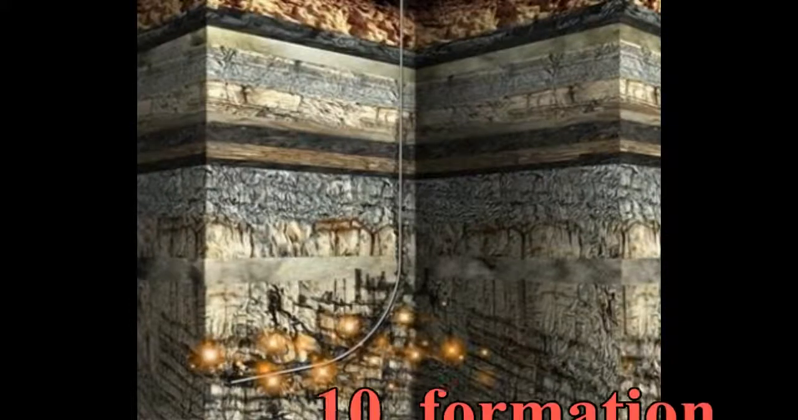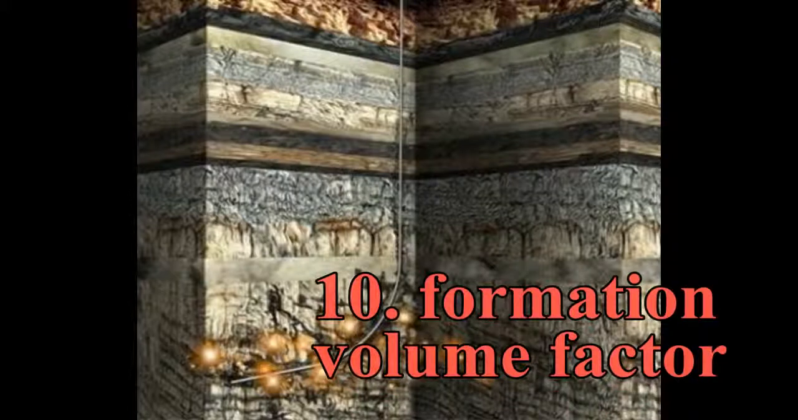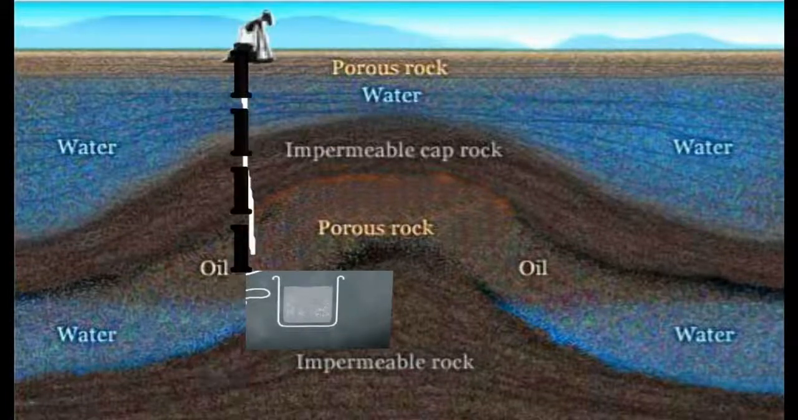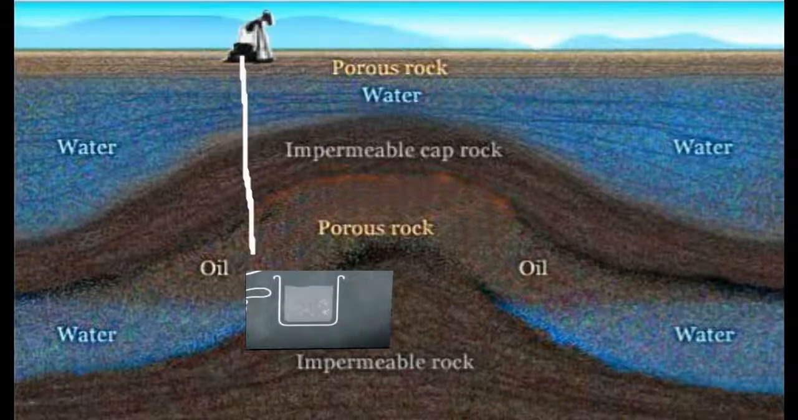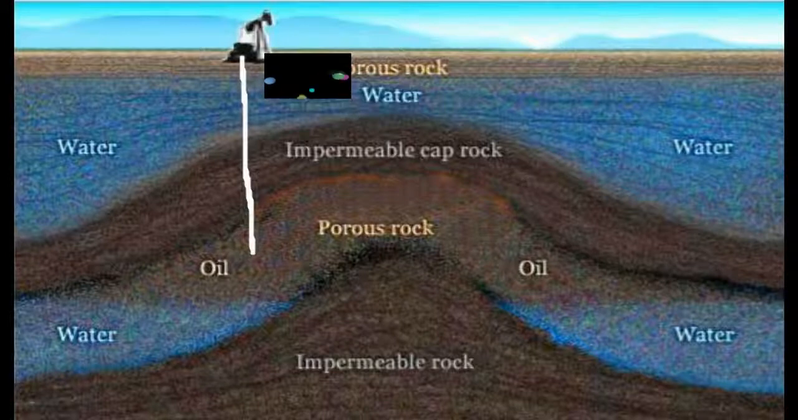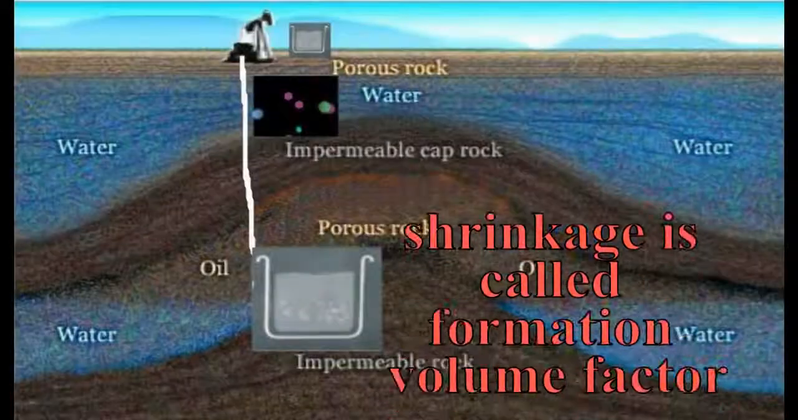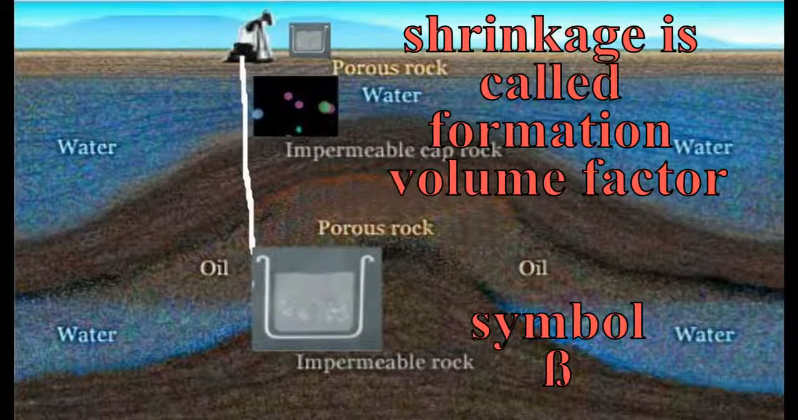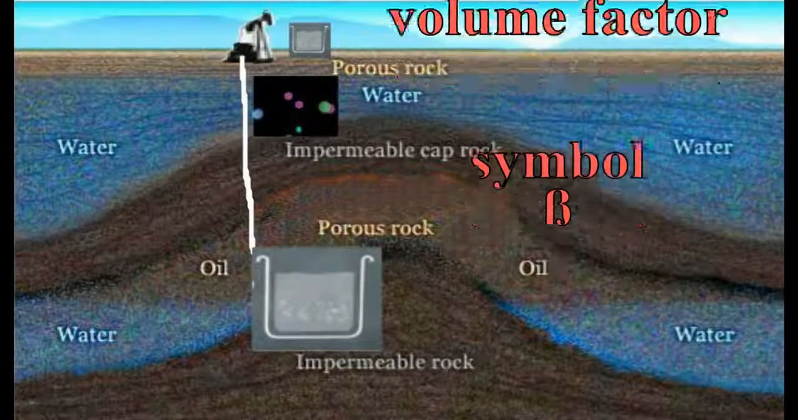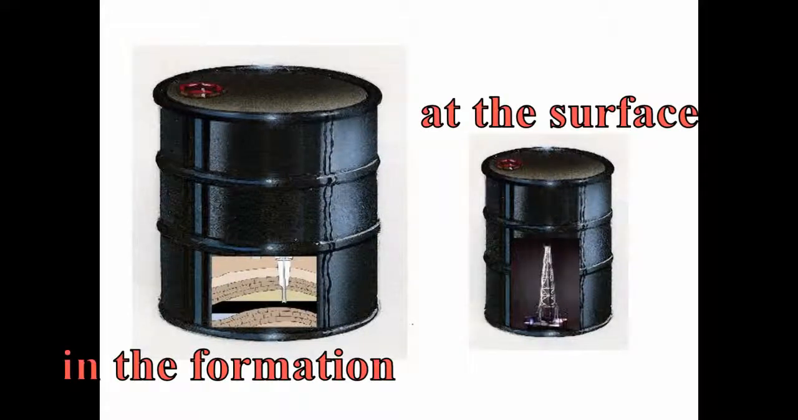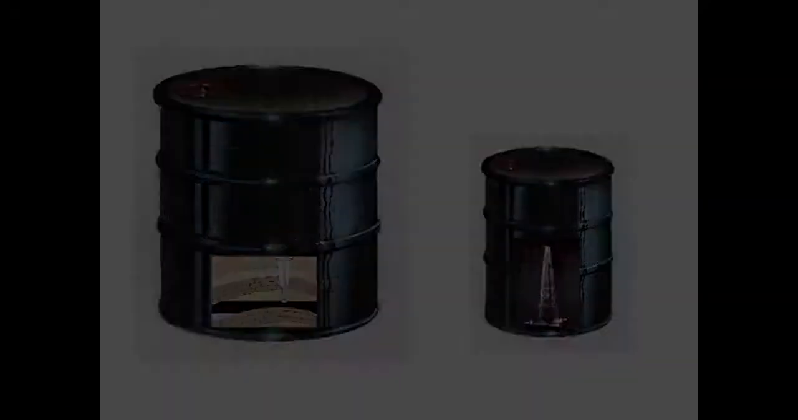Now, the next one is the formation volume factor. When crude oil travels from formation pressure to surface pressure, the existing solution gas converts to gas and is released, causing the volume of most oils to shrink. This shrinkage is called the formation volume factor, and its symbol is beta when it is brought to the surface. For example, a barrel of oil in the formation is usually larger than a barrel of oil at the surface.